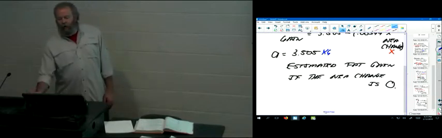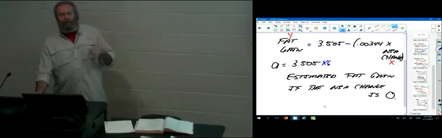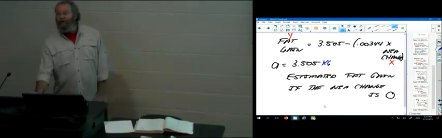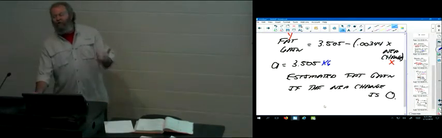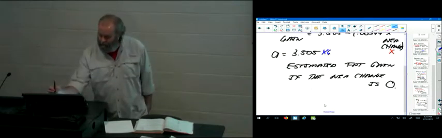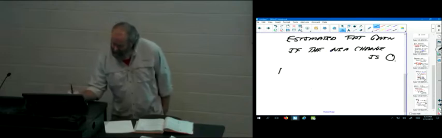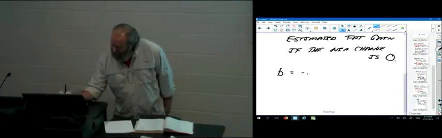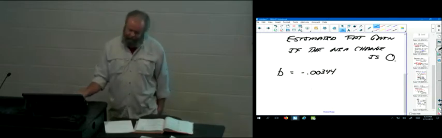Now, which number here is the slope, and does the sign go with it? The sign always goes with it, right? The slope is always the number in front of the x variable. So my slope here, b, is minus 0.00344.